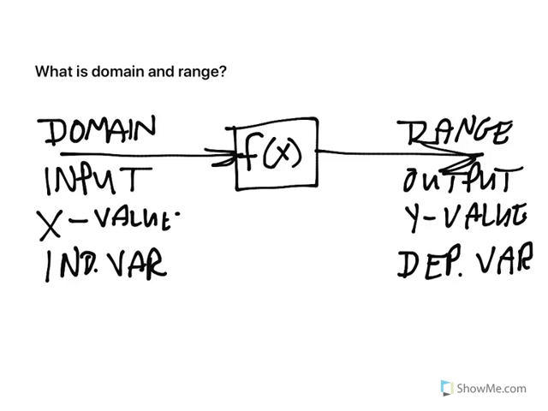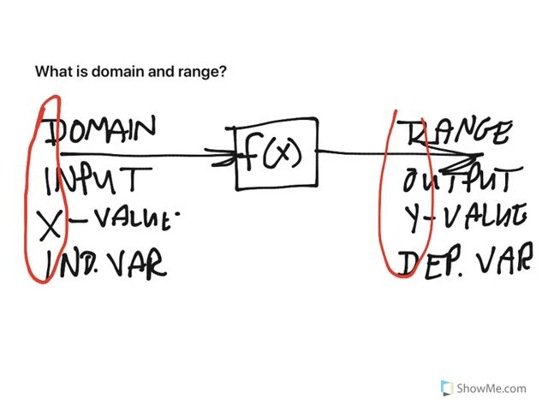And if you look at the first letters for all of these, it's just kind of a little mnemonic for remembering them. Dixieroid. And if it's helpful, use it. If it's not, don't worry about it. But basically, domain is the input, is the x value, and is the independent variable.